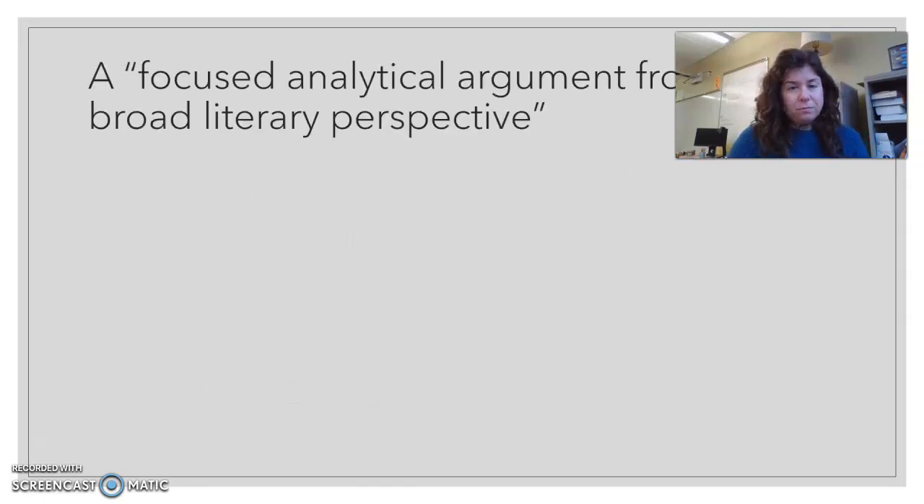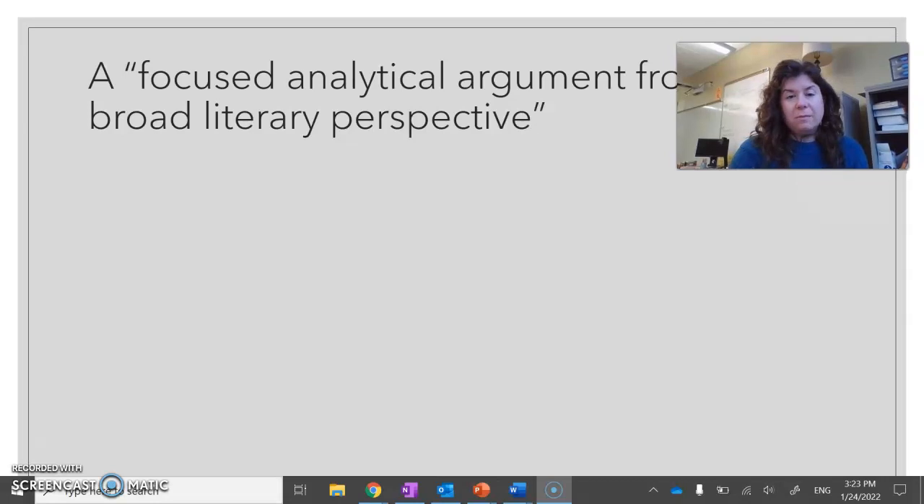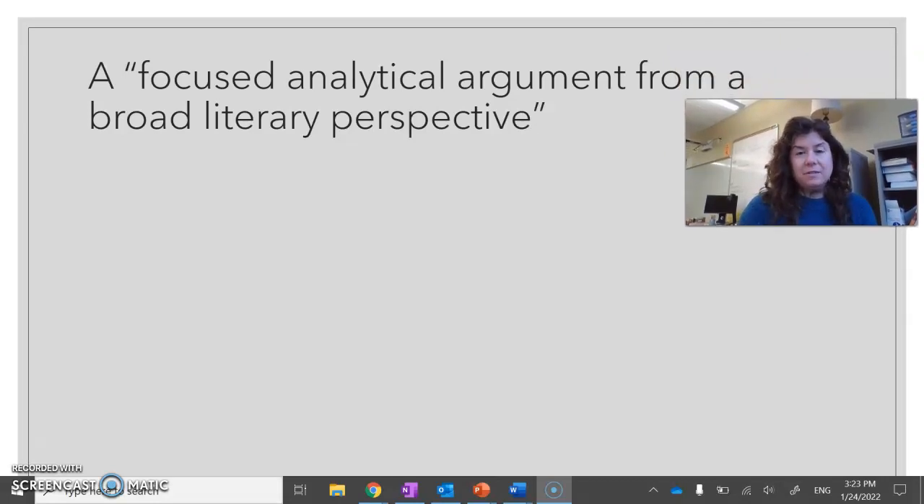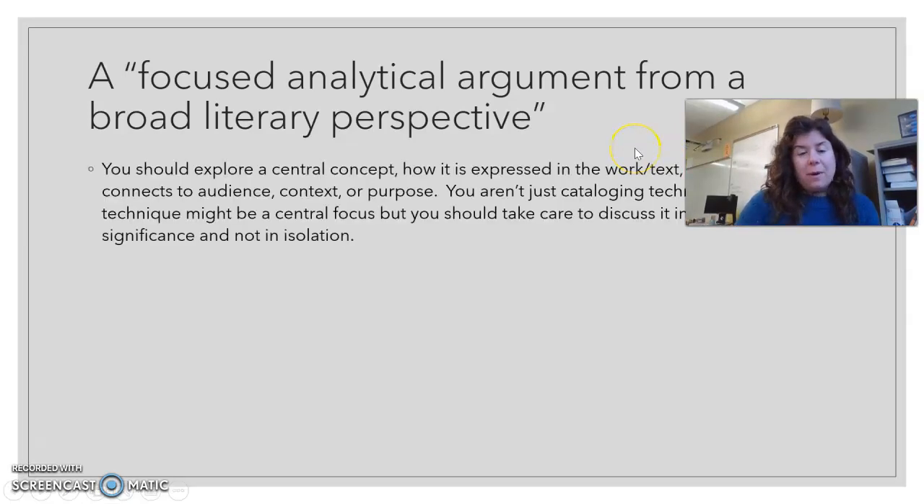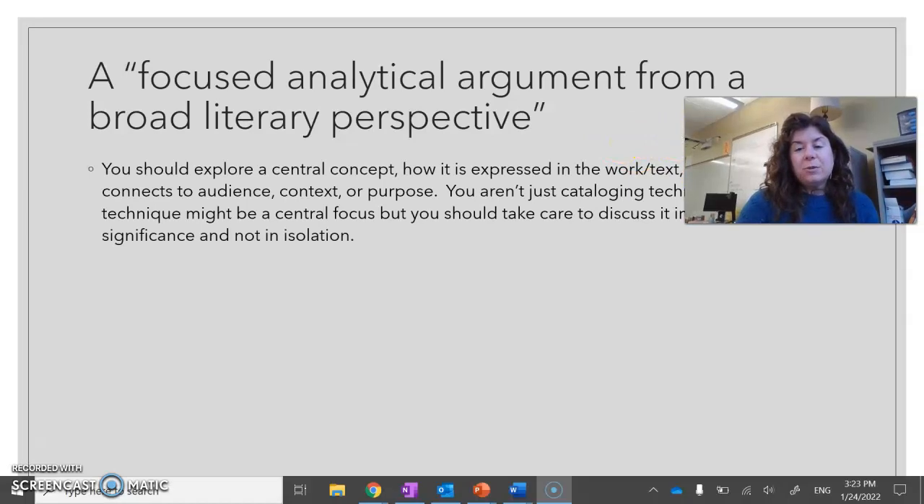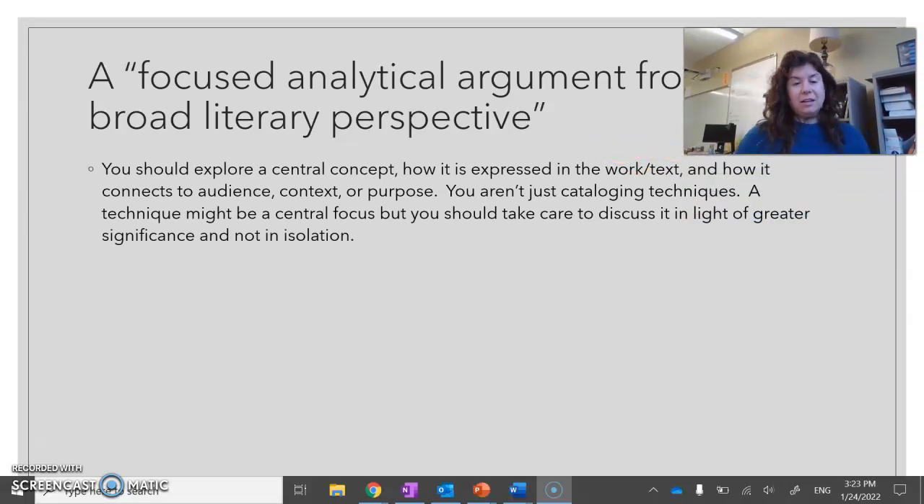That rhymed. Okay, it's requiring you to do a focused analytical argument from a broad literary perspective. That's from the IB Lit guide. So thinking more about what that means, again, you're exploring a central concept, not cataloging techniques. So you're obviously going to talk about techniques, but you're not just listing things. You're going to think about them in light of the greater significance and not just the isolated instances of them in the text.